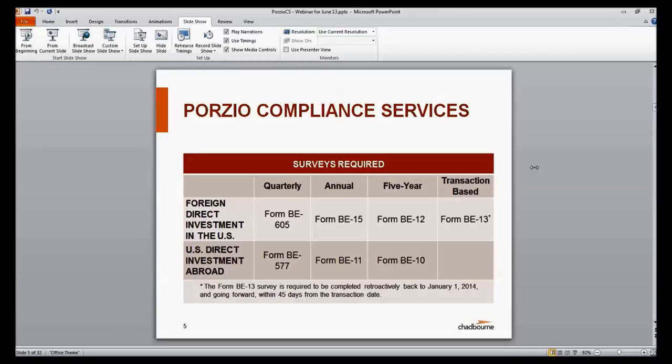It is required by every U.S. company that has foreign ownership of 10% or more. Whether or not you hit an asset threshold, you still have a duty to report, even if you had $2 in the bank. So we just need to make sure you're aware of this duty and that the government is heavily enforcing non-compliance with the statute.